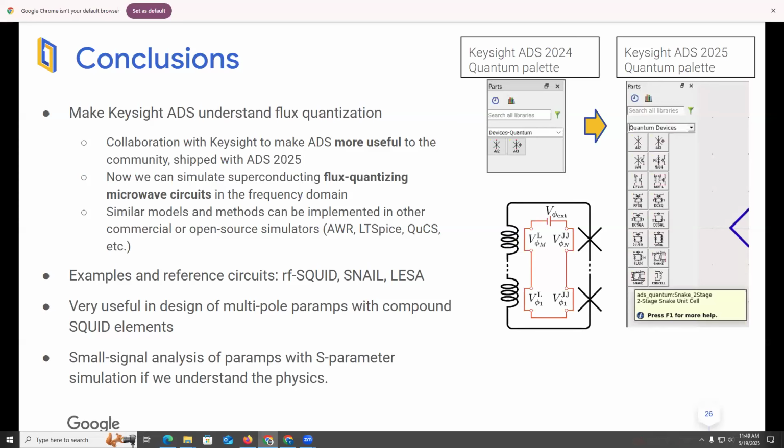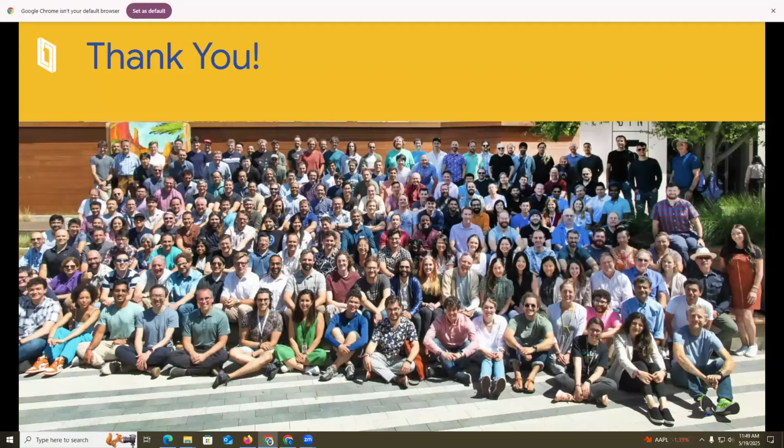So we built models, inductors, mutual inductors, junctions that have flux ports on them. I showed you how to do that. You can do that in any simulator that you want. I showed you a bunch of examples. And again, this has been very useful for us to understand our devices, being able to design them and to ask questions about the nonlinearity, for example. Yes, so that's it, I think.